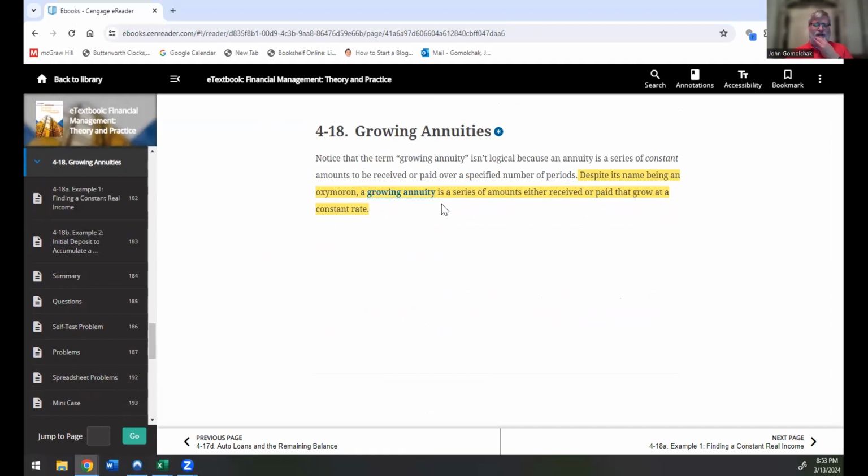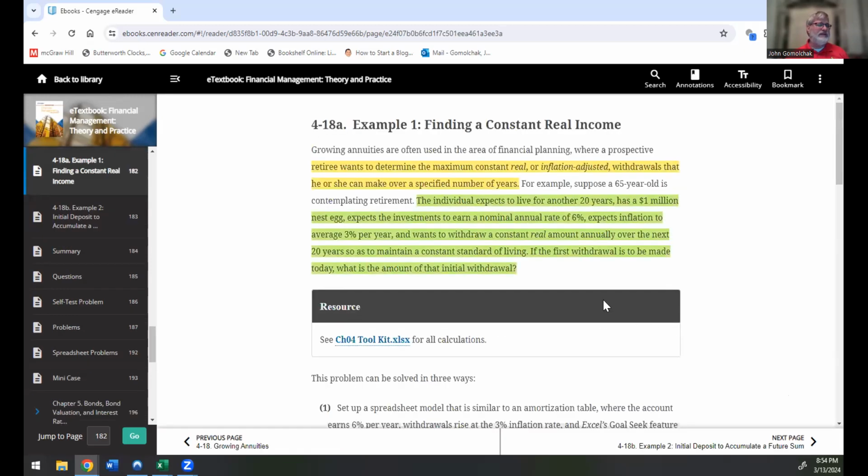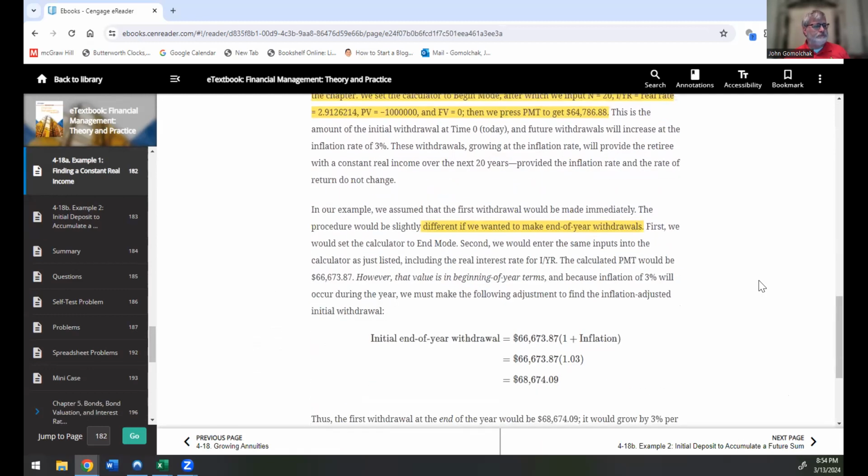Okay, annuities. Growing annuities. What are you talking about? What the heck's a growing annuity? Well, that's a very good question. Basically, if you wanted to set up an annuity for yourself and have that annuity be inflation proof, what that means is you're going to require the payments that you take out of the annuity to grow to make sure that the payment stays even with inflation.